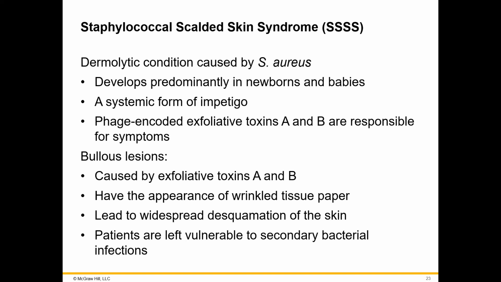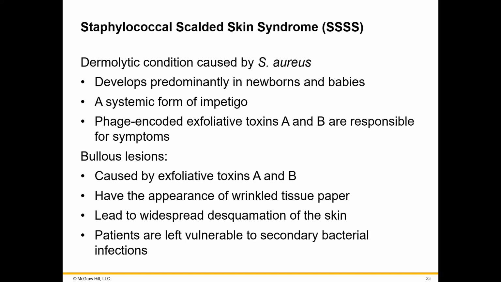This is a systemic form of impetigo. So instead of just getting the flaky, blistery area, like maybe in one area of the skin or on the scalp or even on the face, we're talking about systemic, all over the body. So we have exfoliative toxins A and B. Remember, that's what was responsible for the flakiness of impetigo.